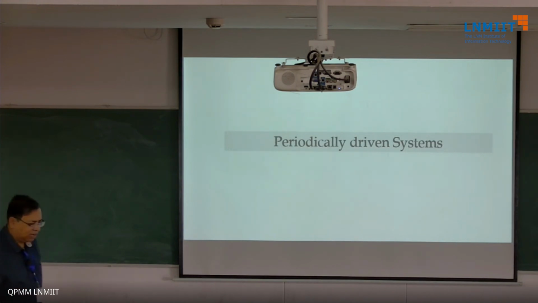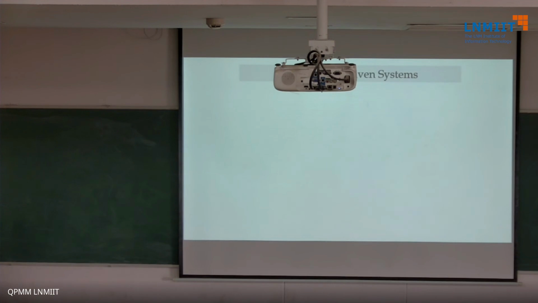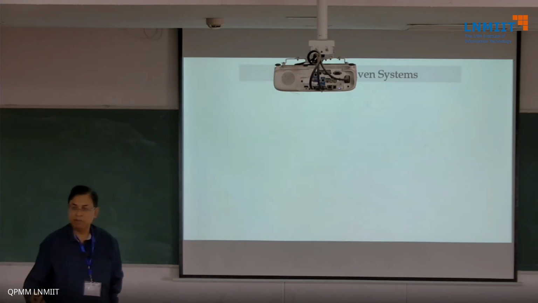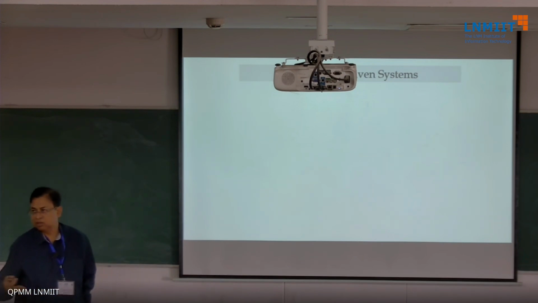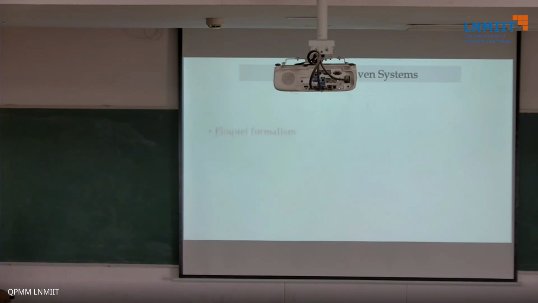Let's come to the last point, which is periodically driven systems. So we have a driven system. If the Hamiltonian is explicitly dependent on time, how are we going to solve for the system, because you have a time dependent problem.